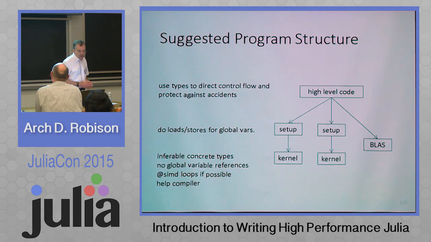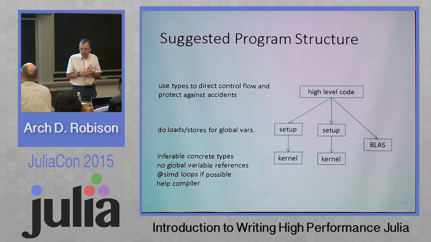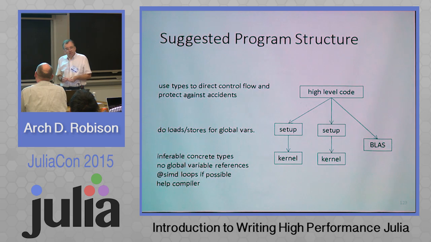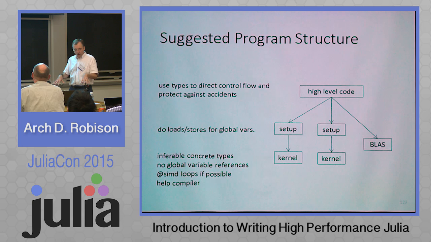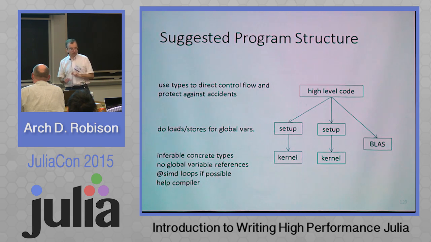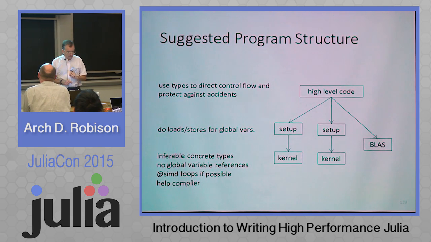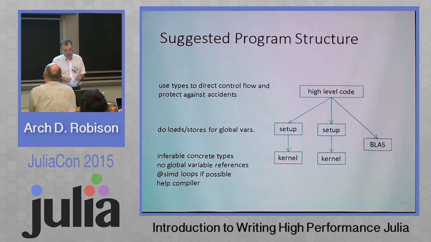So I just wanted to close. I suggested a general program structure: at the very high level, code that's not executed much, you use the types for the direct control flow, dispatch instead of switch statements. And you use the types to protect against accidents. And then those call routines down in the call chains, like setup routines that load global variables. And then those call your kernels, where everything is passed in as parameters, and the types are all inferred accurately, and the loops are marked SIMD. That's where, in those leaf routines, you want to help the compiler. And in some cases, maybe find a way to call the BLAS.